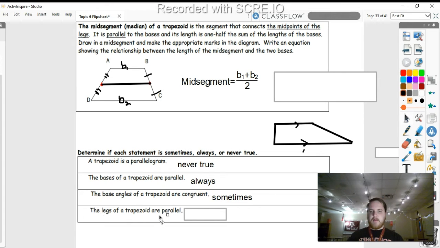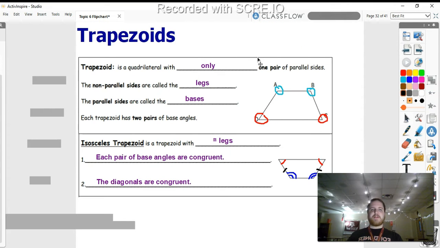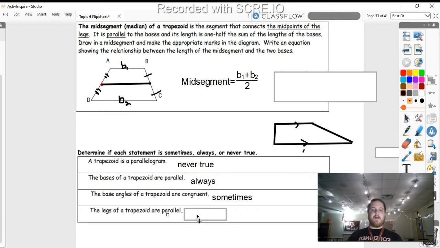This next one: the legs of a trapezoid are parallel. Our definition says that there is one pair of parallel sides, and those are the bases. The legs are not parallel. If we had legs that were parallel, it wouldn't be a trapezoid, because then you'd have two sets. You can only have one set in a trapezoid. That's the definition of it. So this is a statement that is never true.